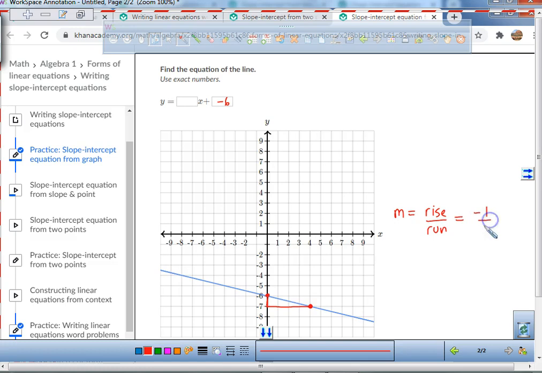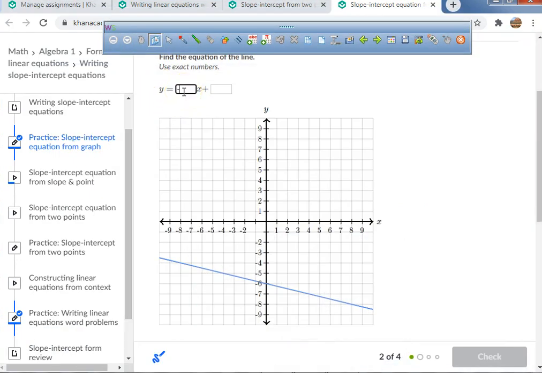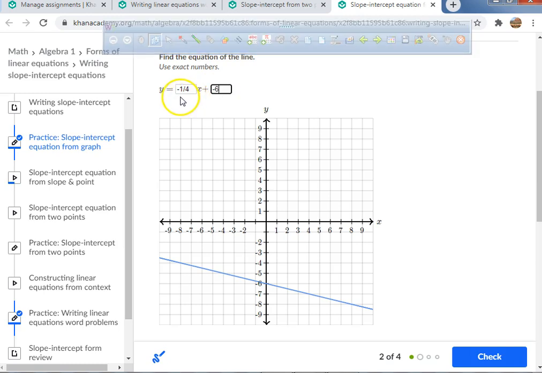Negative 1 over 4. It's not 1 over 4 because it's going down. So that has to be negative 1 over 4. So here, what do I have to put? Negative 1 over 4. And that's what you guys are going to be doing. But I want you guys to have a couple of good examples in your journal. See how I had to type in a negative 6 and I had to put negative 1 over 4?